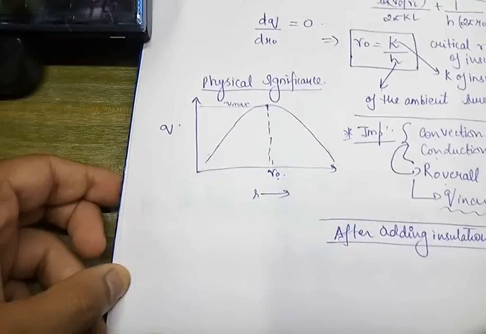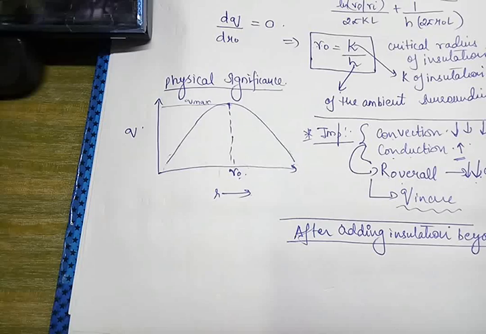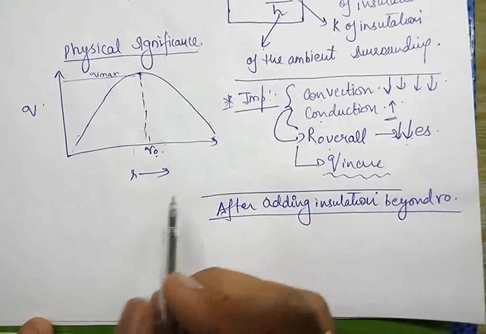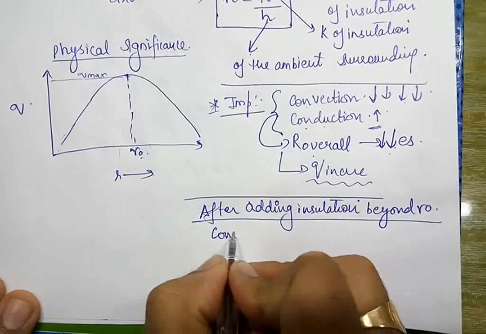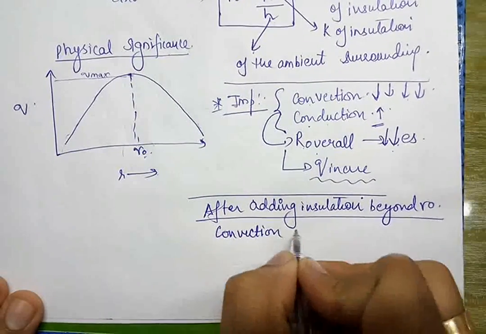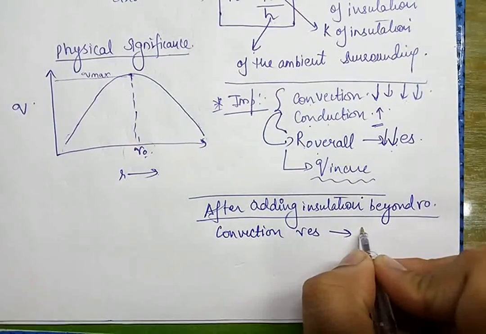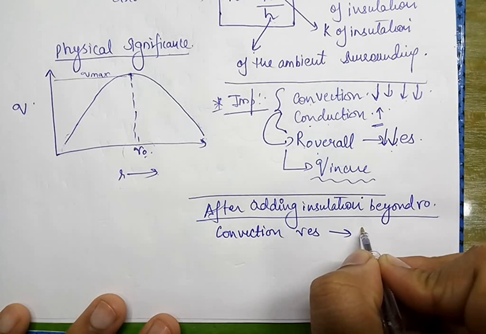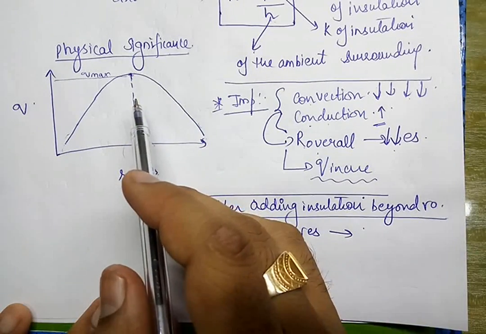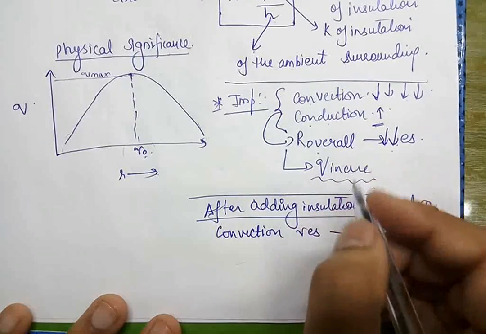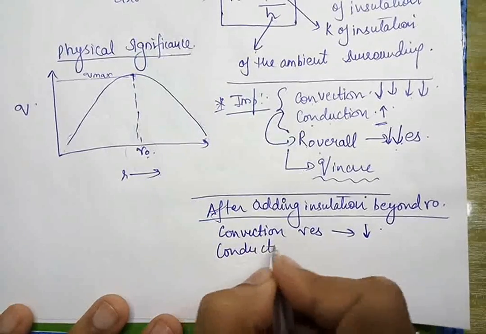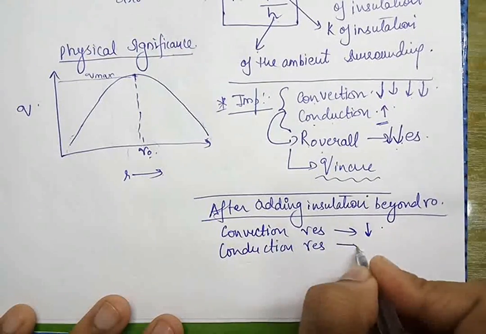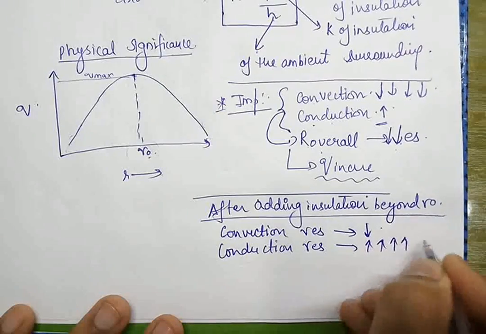This is a very important thing to be noted here: now, instead of increasing the heat transfer rate, the heat transfer is decreasing. The reason is why? Because the convection resistance is decreasing a little bit, and the conduction resistance increases rapidly.